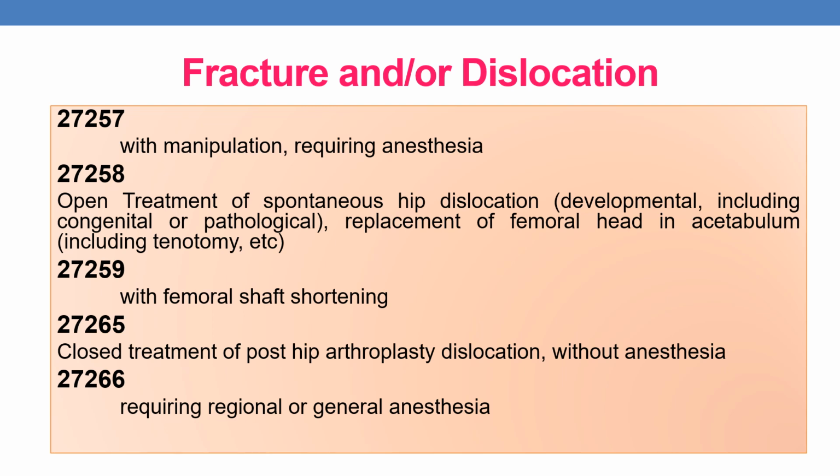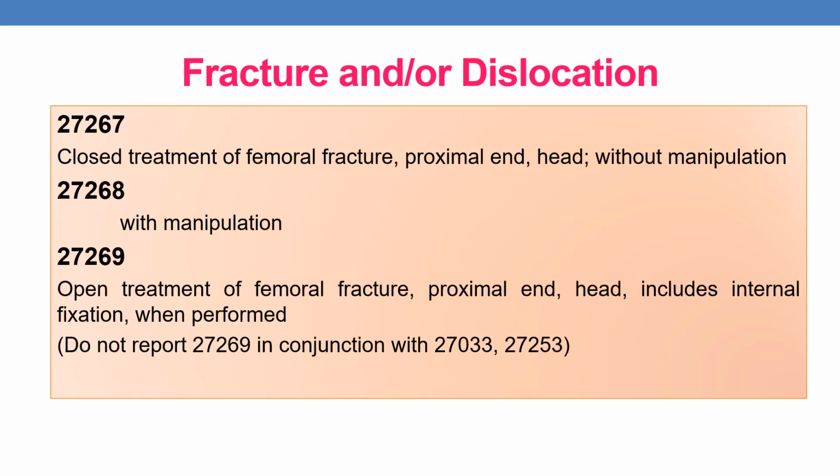The next is 27259. It deals with open treatment of spontaneous hip dislocation with the femoral shaft shortening. The next is 27265. It deals with closed treatment of post-hip arthroplasty dislocation. Closed treatment of post-hip arthroplasty dislocation without anesthesia. If it requires regional or general anesthesia, the CPT is 27266.